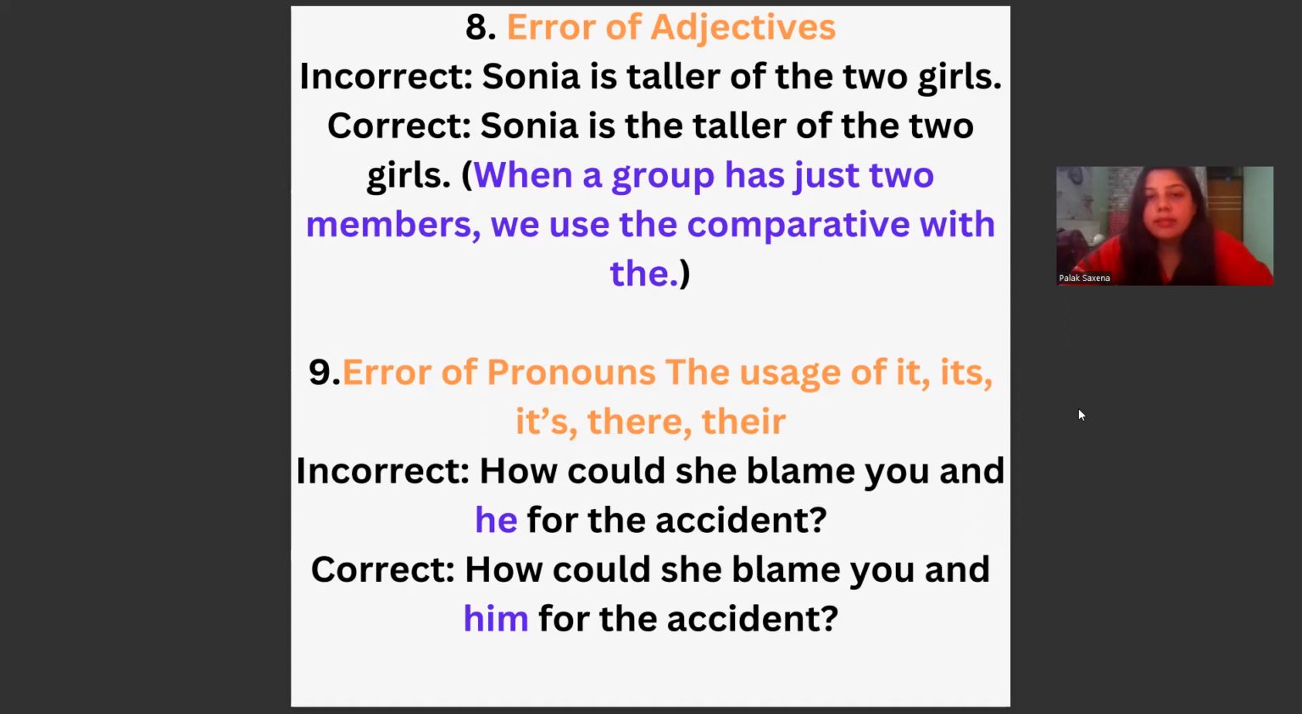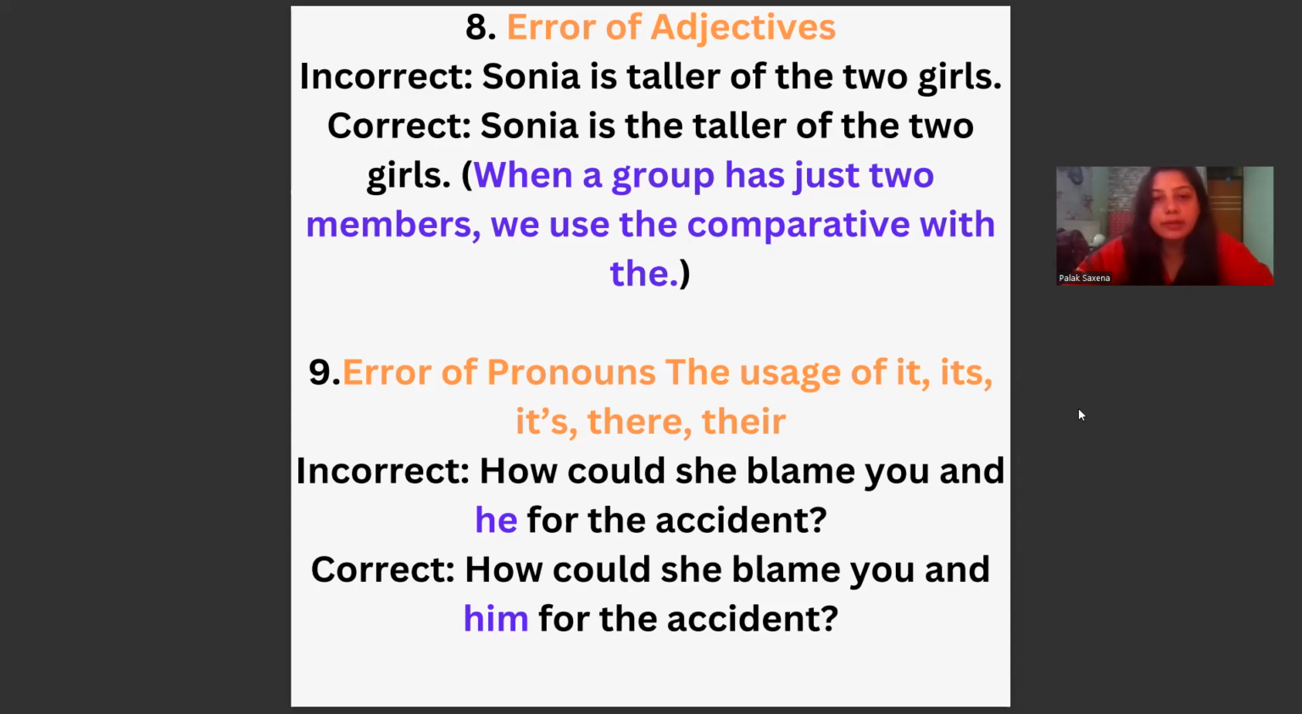Now the error of adjectives. Whenever there are comparative things like Sonia is taller of the two girls, that means there's going to be a comparison between two girls and Sonia is taller. So with the comparative word, which is taller, you will always use the. It is already written here. When a group has just two members, we use the comparative with the. So if there is comparison between two people, you will use the article the with the comparative part.